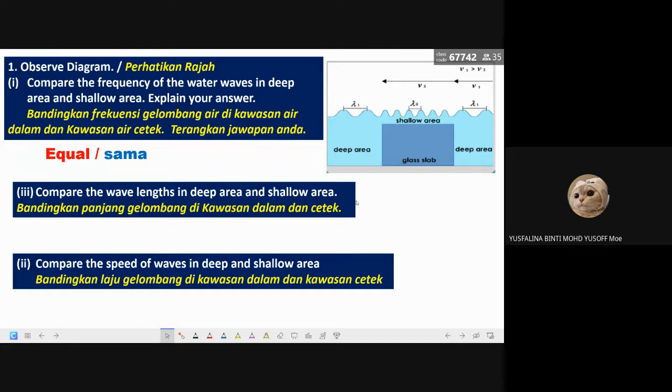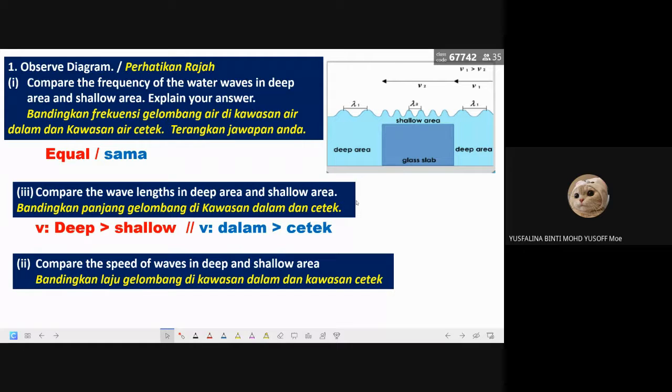So for the reflection, the speed, the frequency and the wavelength are the same before and after the wave is reflected. But the direction of propagation of the wave is changed. That is for reflection. But for the refraction, only the frequency is the same, meaning before and after it is refracted, the frequency is the same.